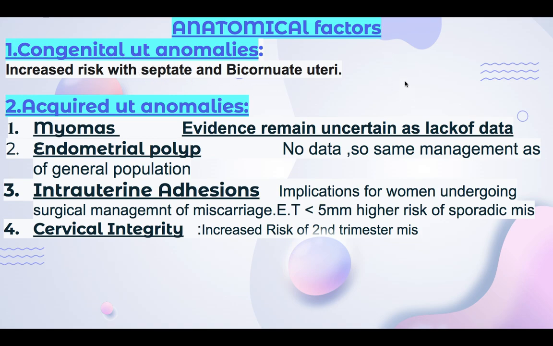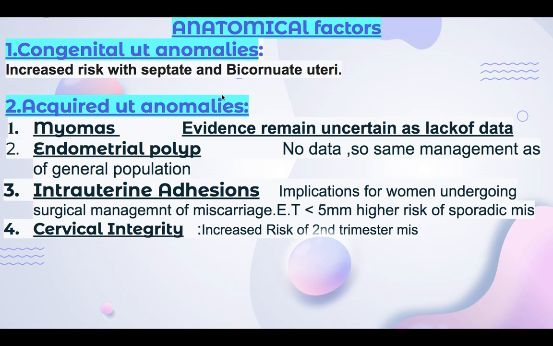Septate means that there is a complete septum in the uterine cavity, right? This is the uterus, and in between there is a complete septum, that is the septate uterus. Now, what is the bicornuate uterus? In which there are two cornua, it is called a heart-shaped uterus, right? These are the congenital uterine anomalies. These increase the risk of miscarriages.